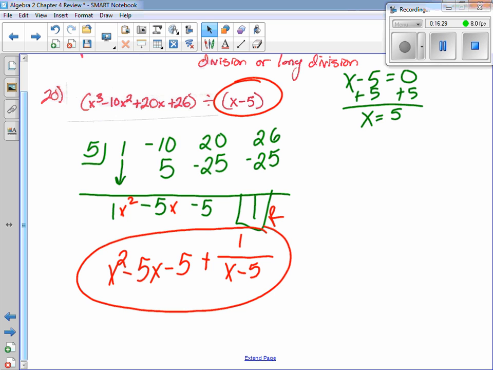So if you just have left it with the 1, negative 5, and 1 inside the box, I would have counted points off because that's not the final answer. The final answer is our x squared minus 5x minus 5 plus 1 over x minus 5. This is the final answer.